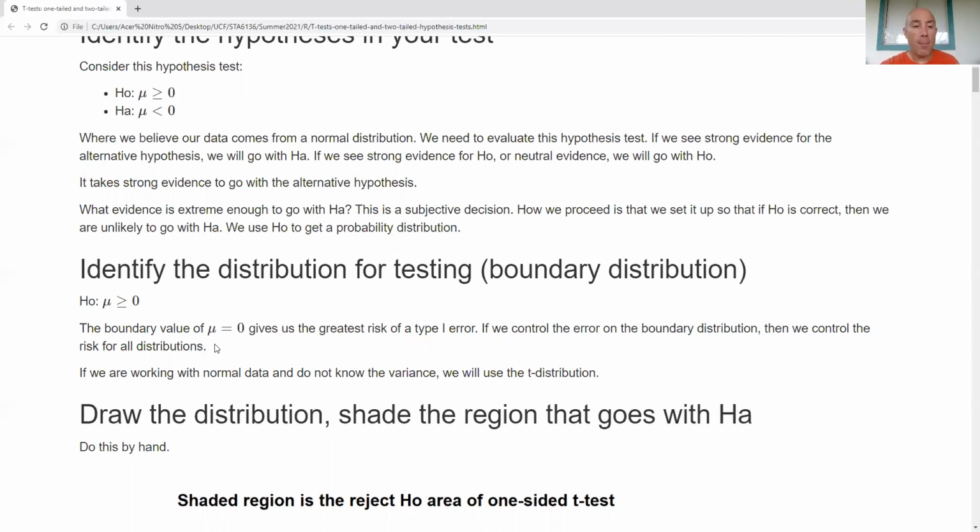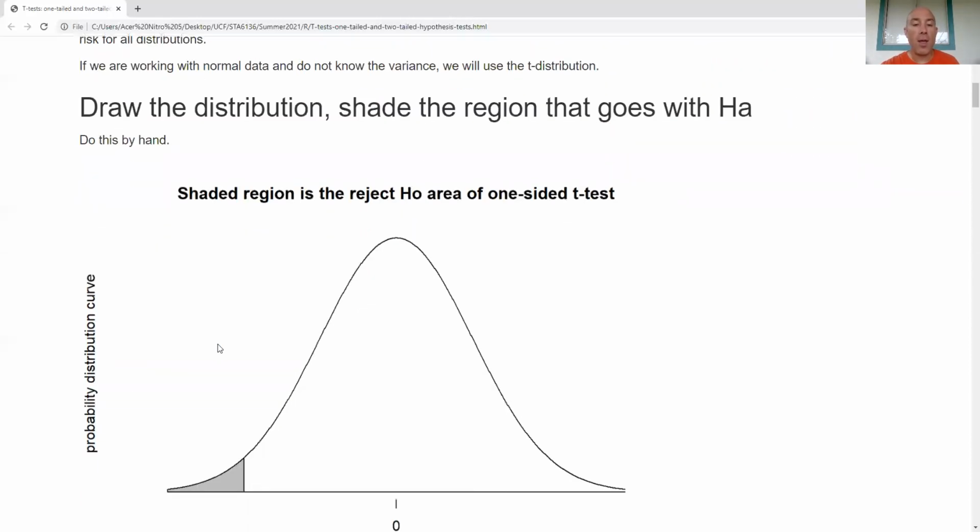Now, the next step: I'm going to draw the distribution. This is super, super important to make sure you understand the output you get in a moment. Do this by hand. I'm going to draw the probability distribution I'm going to use, and I'm just going to shade the region that is going to be my rejection region. Why do I do this? There are a lot of components going on in this. I need some kind of representation to remind me of my decision.